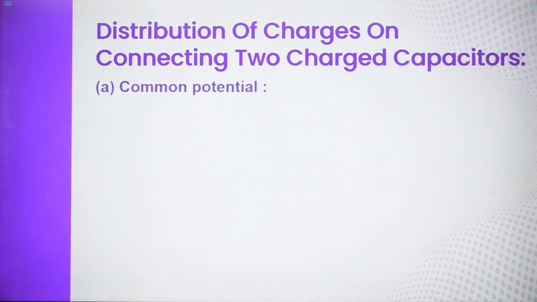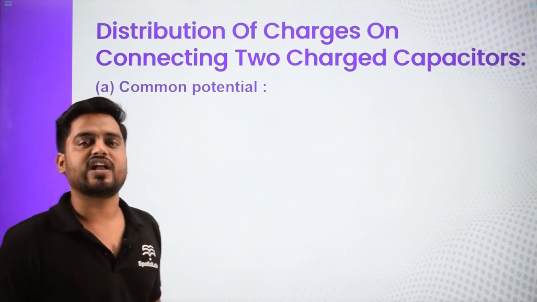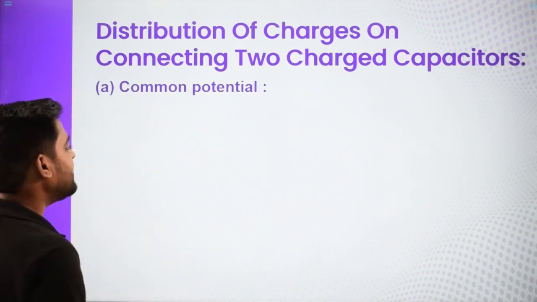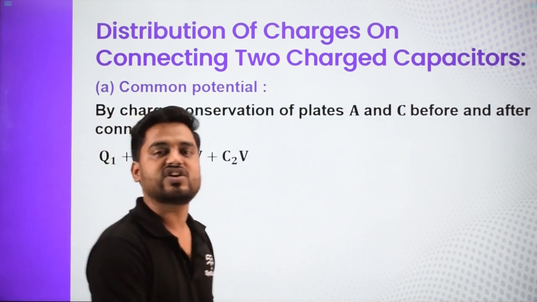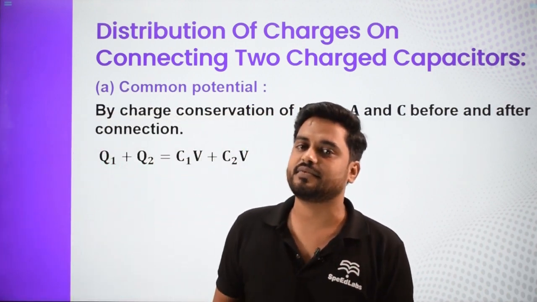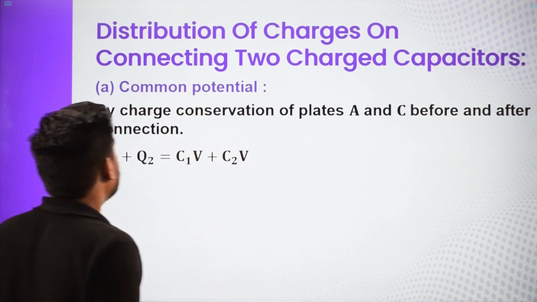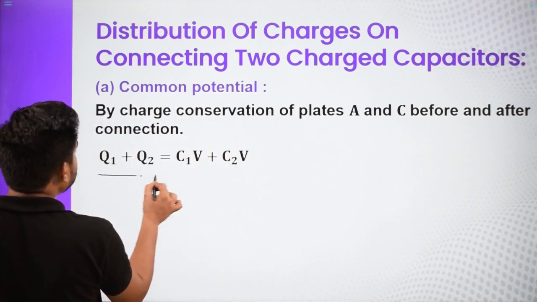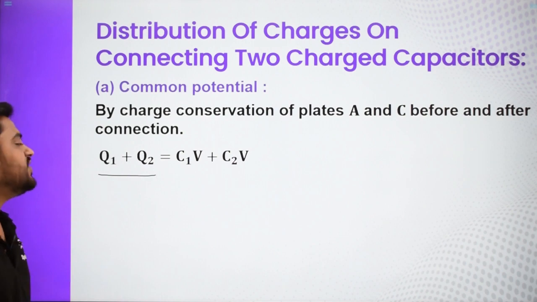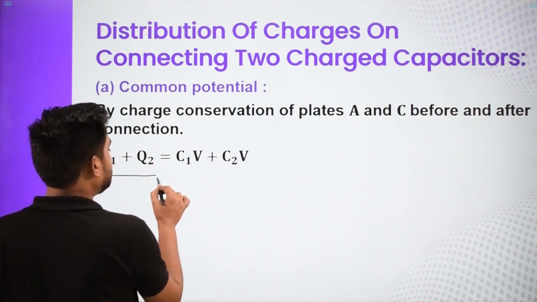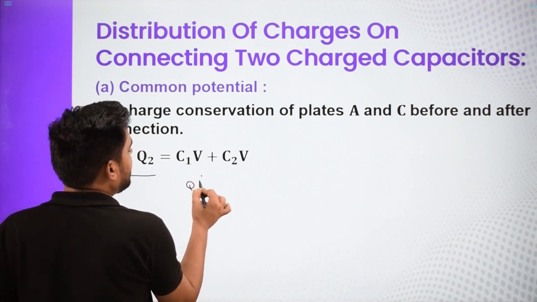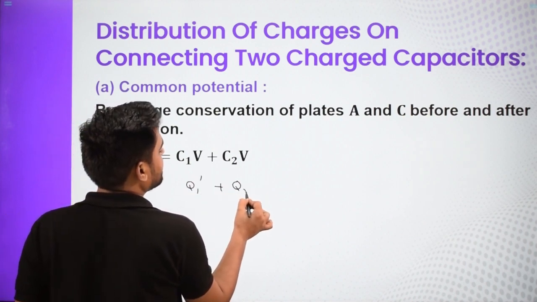Now let us find the common potential. How do we find the common potential? For that, I can simply conserve my charge, because charge is just flowing. Charge is not going out of the system, right? So charge will remain conserved. What is the initial charge? The total charge on both the capacitors combined was Q1 and Q2. What about the final charge on both combined? It is Q1 dash and Q2 dash.